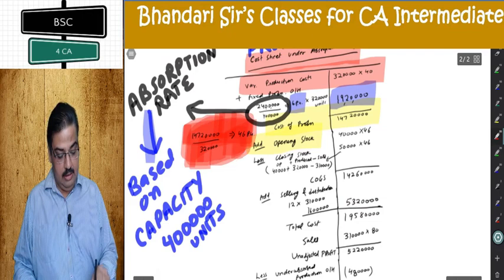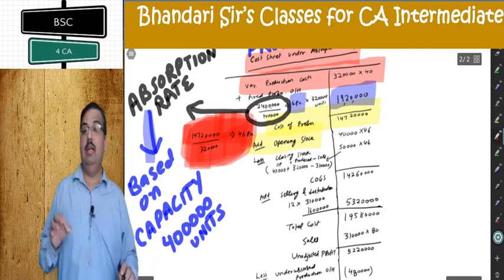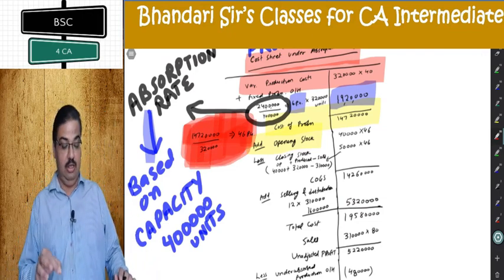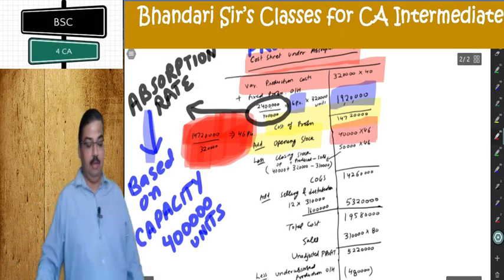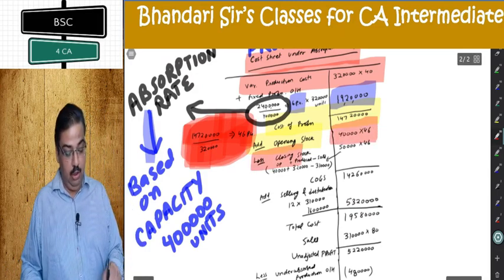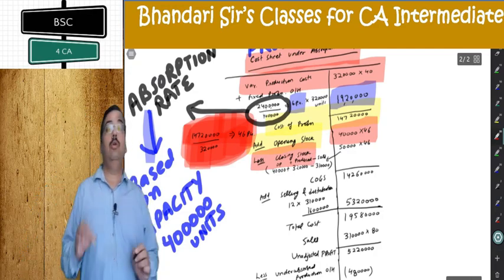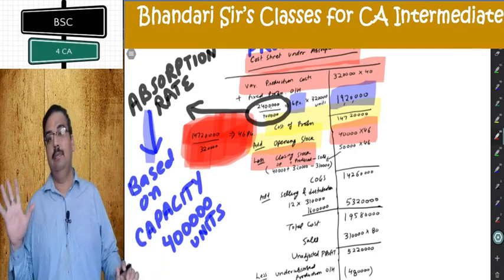1 crore 47 lakh 20,000 divided by 3 lakh 20,000 units. This is 46 per unit. So opening stock is based on 46 per unit. Closing stock, I told you the computation there. Closing stock units 50,000. How did I get that?